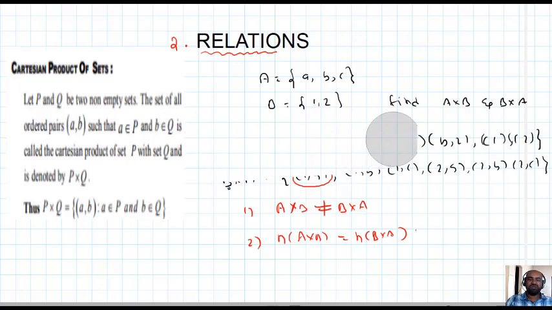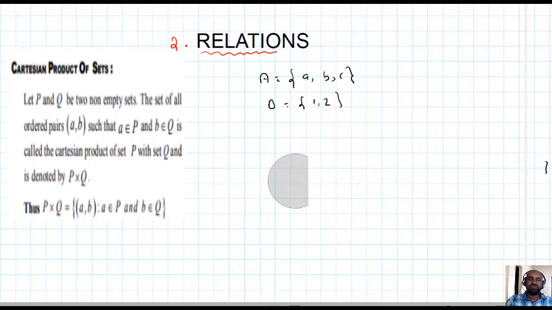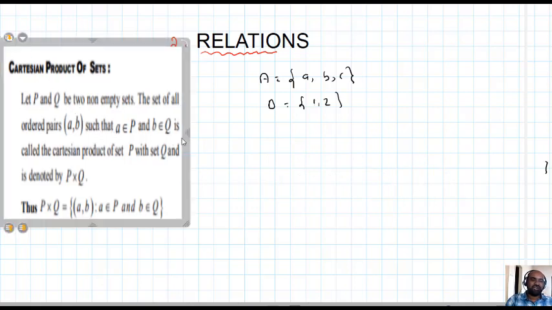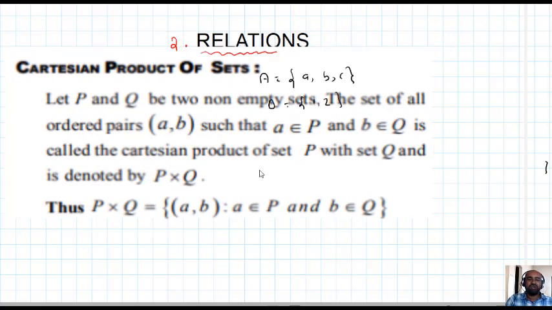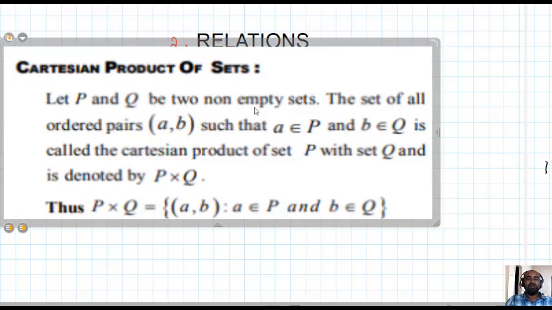Now some important observations. Before that, observe this. Here the definition is given clearly. Cartesian product of sets: if P and Q are two non-empty sets. Non-empty, this is important. I will show you why they are called non-empty. The set of all ordered pairs (a, b) such that a belongs to P and b belongs to Q is called the Cartesian product of set P with set Q, denoted by P cross Q.